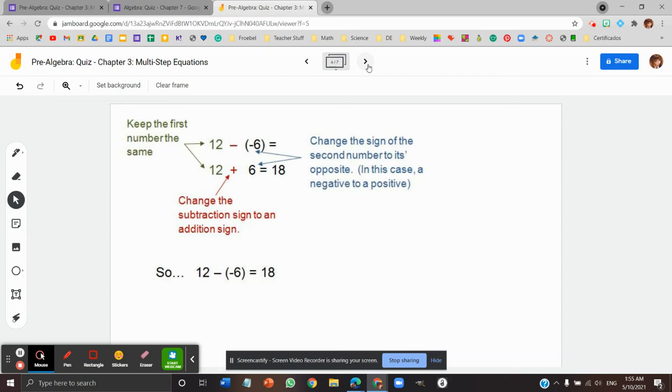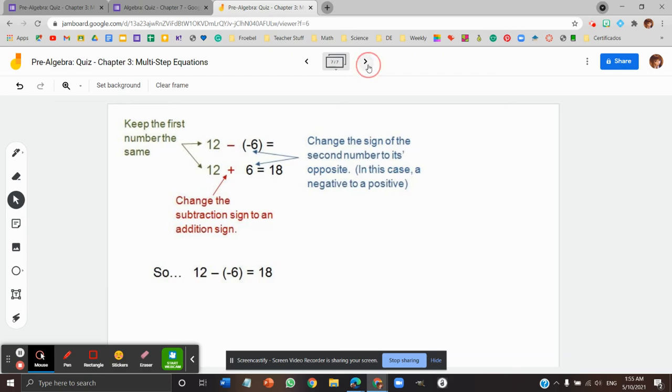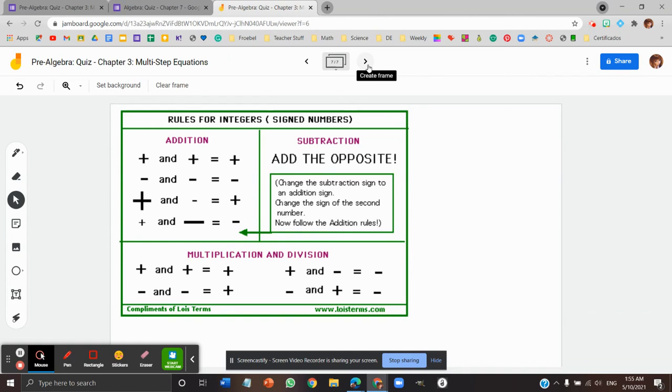Now let's go through some of the rules of integers, and I know that this is what some of you have more trouble with. And these are a general idea of the rules for integers. Again, if I am adding a number that is positive with another number that is also positive, all I have to do is add them up and my answer is going to be positive.